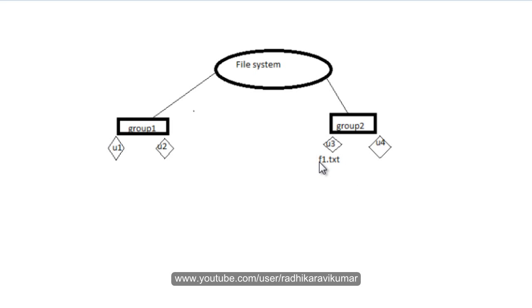Then you can see a file f1.txt is created by user 3 here. So user 3 will become the owner of this f1.txt, okay, and as u4 belongs to the same group 2 where u3 belongs, hence this u4 will become the group user of the file f1.txt. That's why we call it group user.